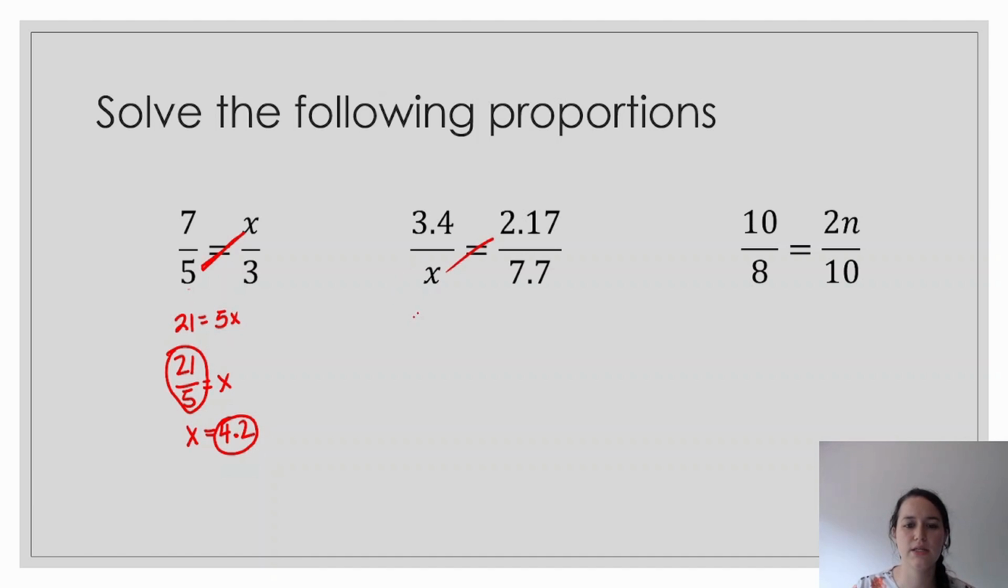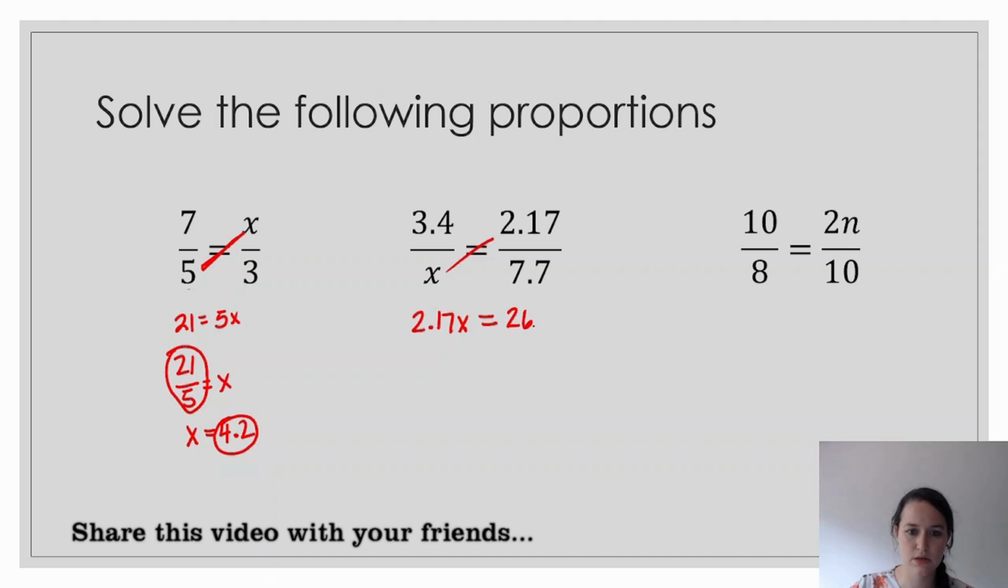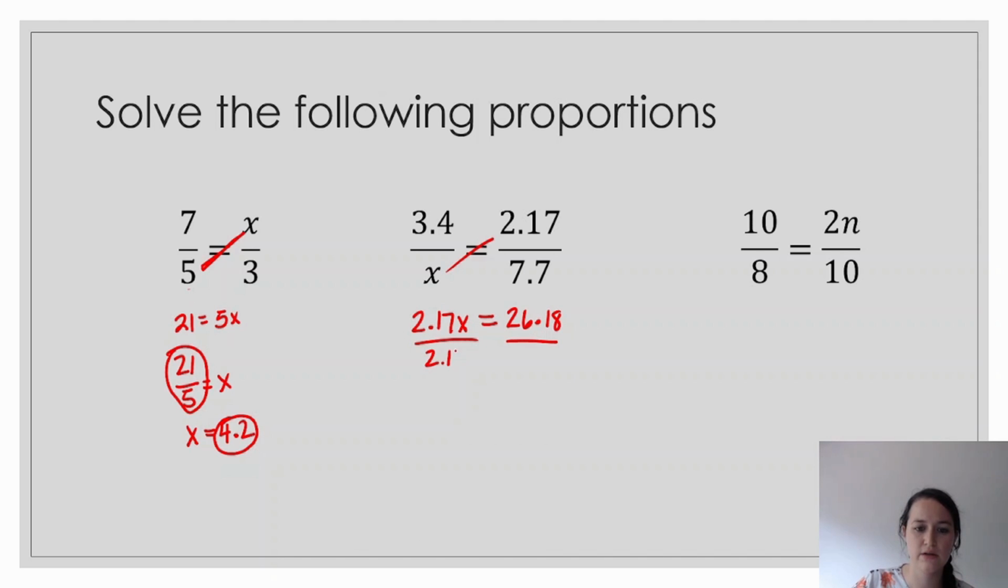All right, here, got a decimal, so 2.17x equals 3.4 times 7.7. There we go. I would get 26.18. I divide both sides by my 2.17. And so, let's see what that is. 2.17, I get 12.1. And that's an approximation because I rounded it.